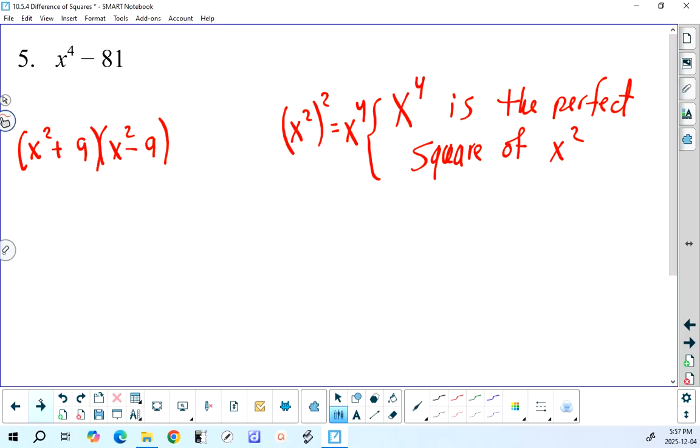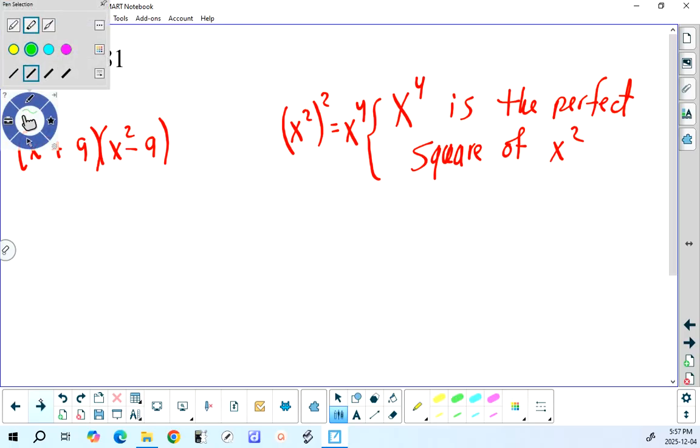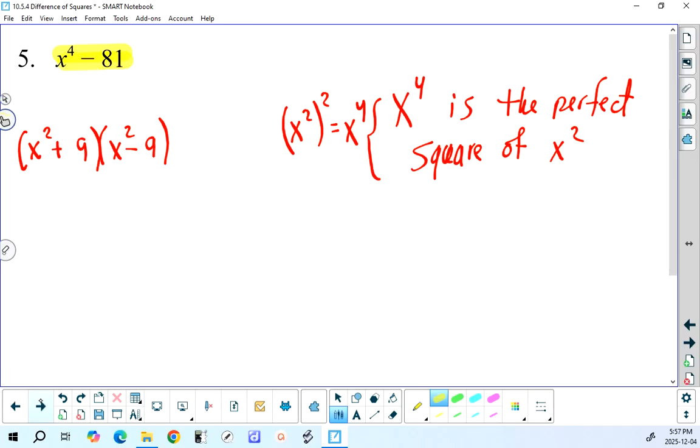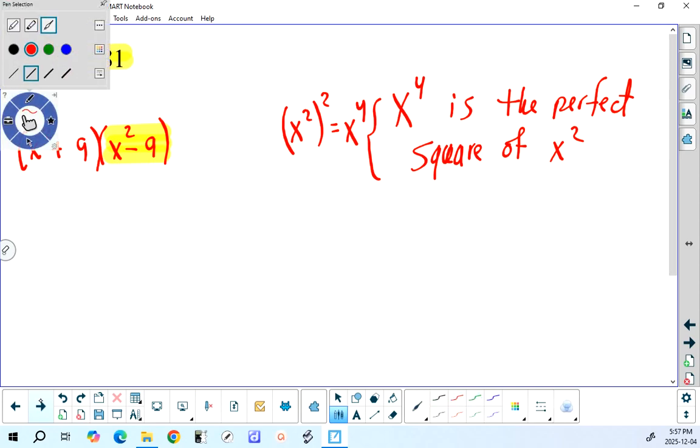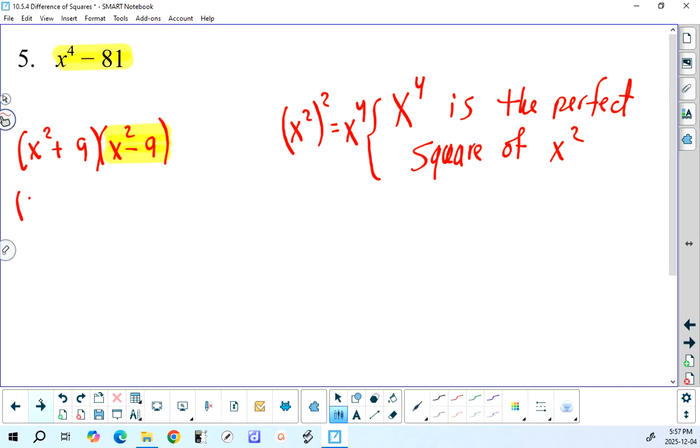And here's where some students will stop, but just like this was a difference of squares, this is also a difference of squares. So I can factor further. I can't factor the x squared plus 9, but the x squared minus 9 factors into x plus 3, x minus 3. And we're done.